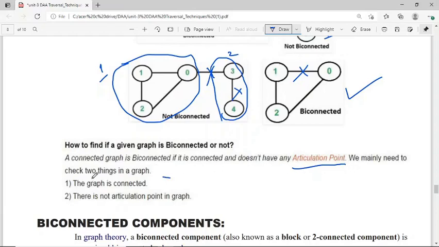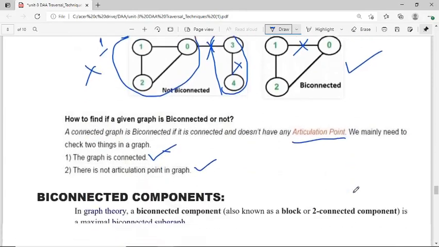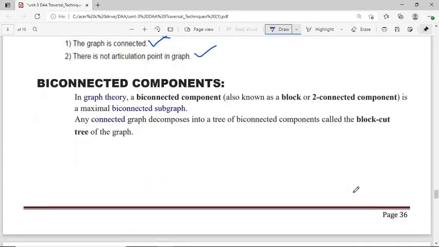We mainly need to check two things in a graph. First, the graph is connected. Second, there is no articulation point in the graph. These two things you need to check to identify a biconnected graph, in the same way I showed you in the four examples. Biconnected graph, not a biconnected graph, this is also not a biconnected graph, and a biconnected graph. Okay, so now let's check it out.